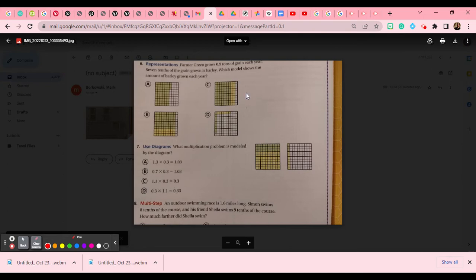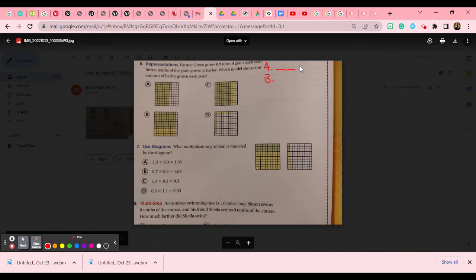All right, so the first one says Farmer Green grows 9/10 tons of grain each year. 7/10 of the grain grown is barley. Which model shows the amount of barley grown each year? Well, let's first figure out what it is they're asking us. So let's look at our labels. I'm going to put an A for what we're looking for as an answer, and then we can put our other facts under B. So they're looking for the amount of barley.